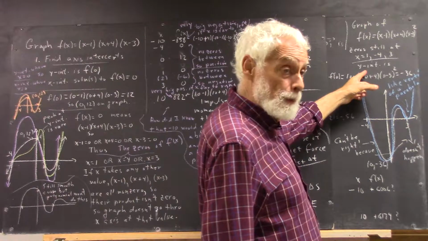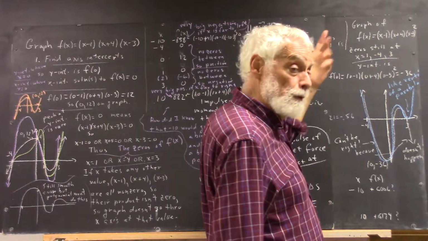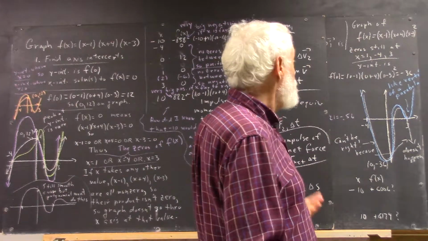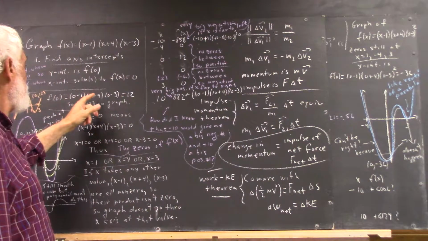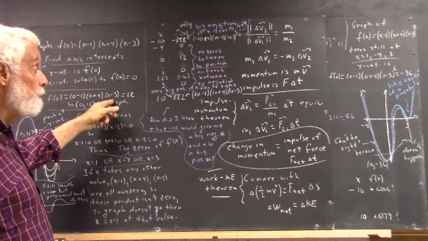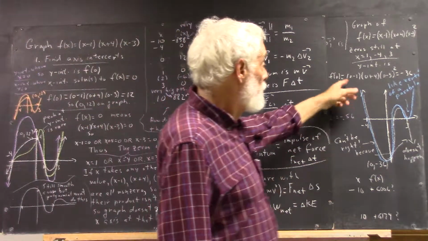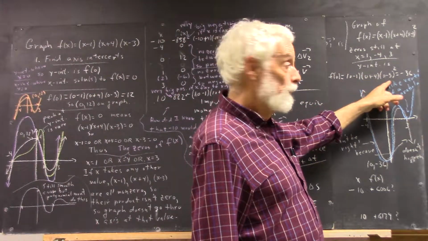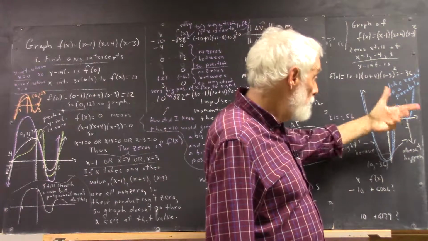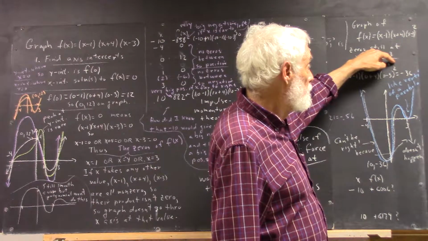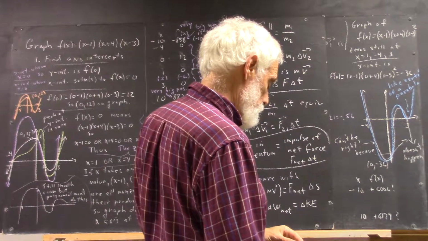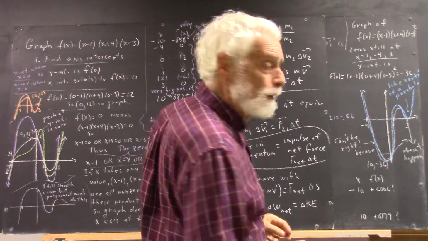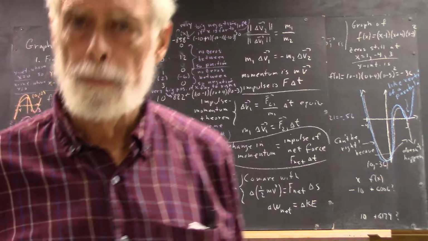The y-intercept, well, f of 0 gives you the y-intercept. The only difference in our calculation, over here we did 0 minus 1, 0 plus 4, 0 minus 3. Over here we're going to do 0 minus 1, 0 plus 4, 0 minus 3, because those are the factors we have, except that the 0 minus 3 will be squared because the x minus 3 is squared. Okay?